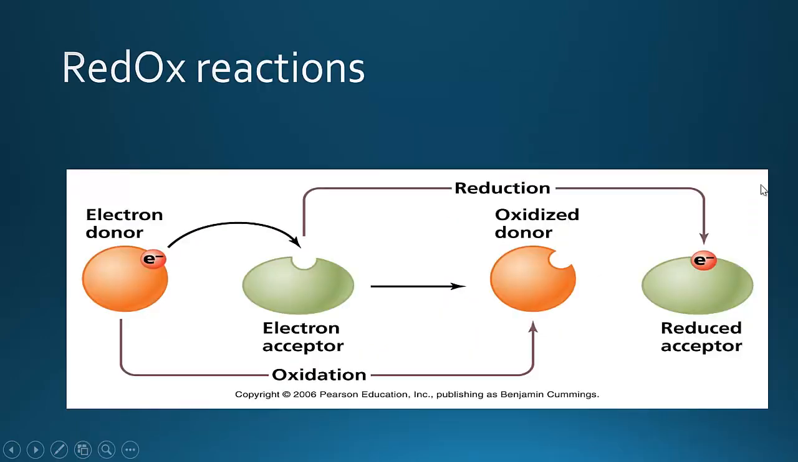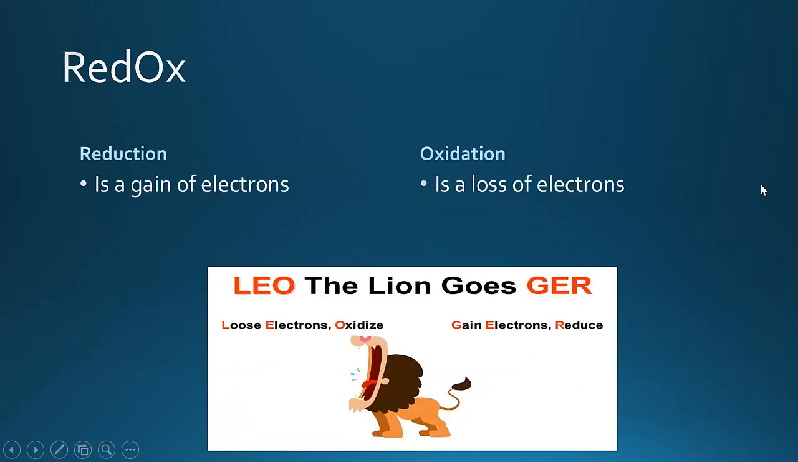Now, if something is giving up electrons, something has to accept them. So oxidation and reduction reactions are abbreviated redox because they often happen together. A redox reaction is when something gives up electrons and something gains them. Something is reduced when it gains electrons. So if something becomes more negative, we say it is reduced. Something is oxidized when it loses electrons.